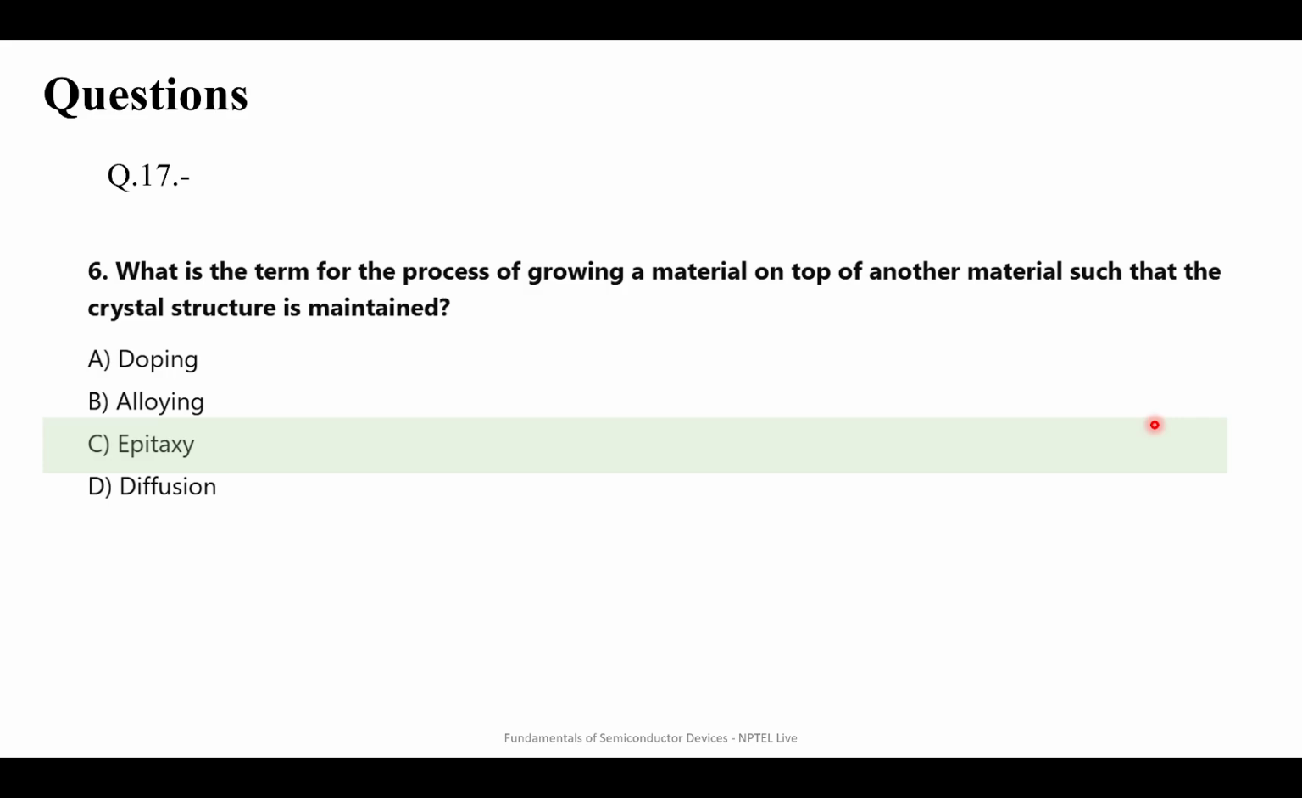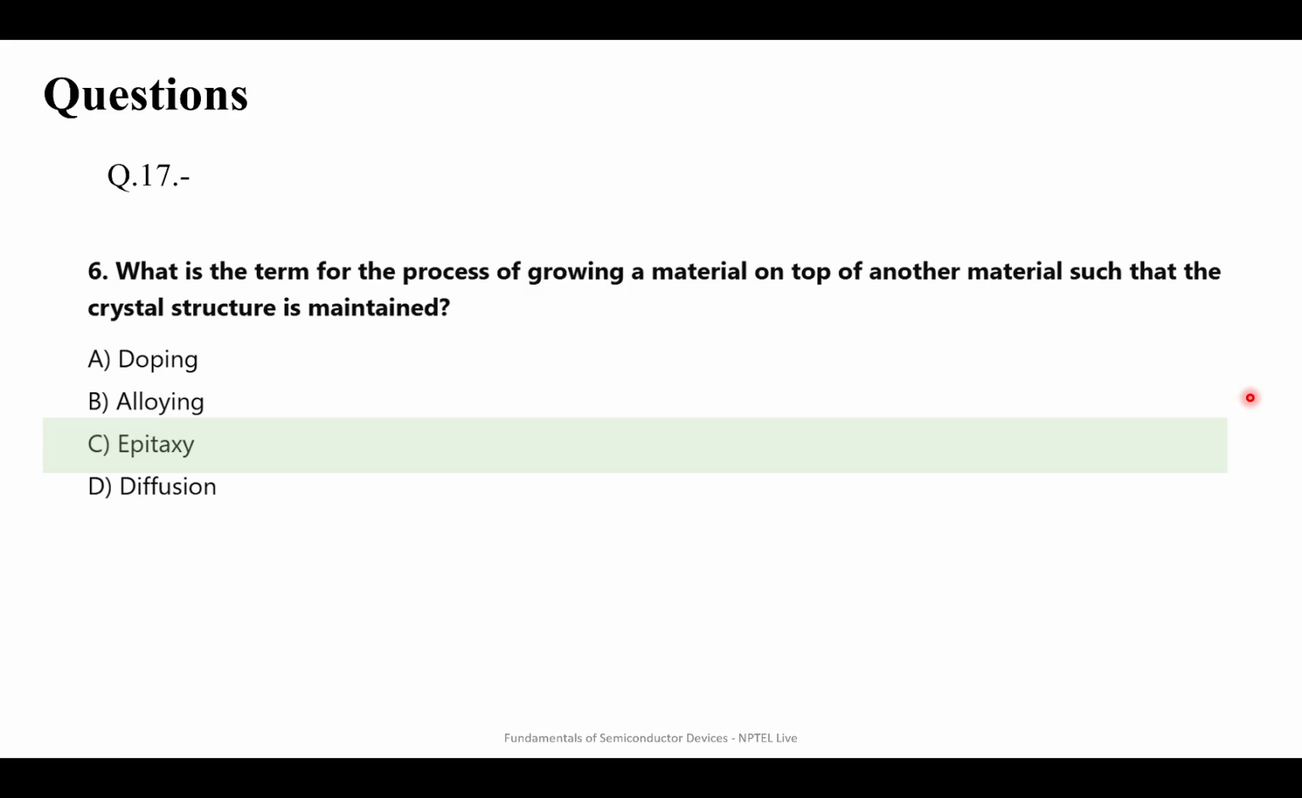Doping is basically when you are modifying the crystal structure of a material by incorporating ions or other elements. Alloying is basically you are mixing two materials and then forming a compound crystal of the two materials. Epitaxy is basically you have one layer of material, then on top of that you are growing a different material. And diffusion is basically your atoms are moving through the lattice, that is called diffusion.